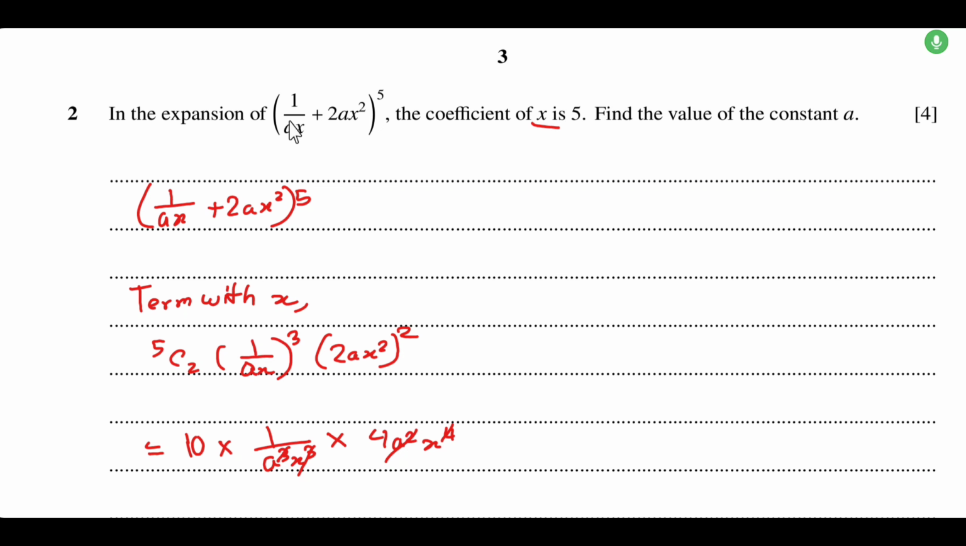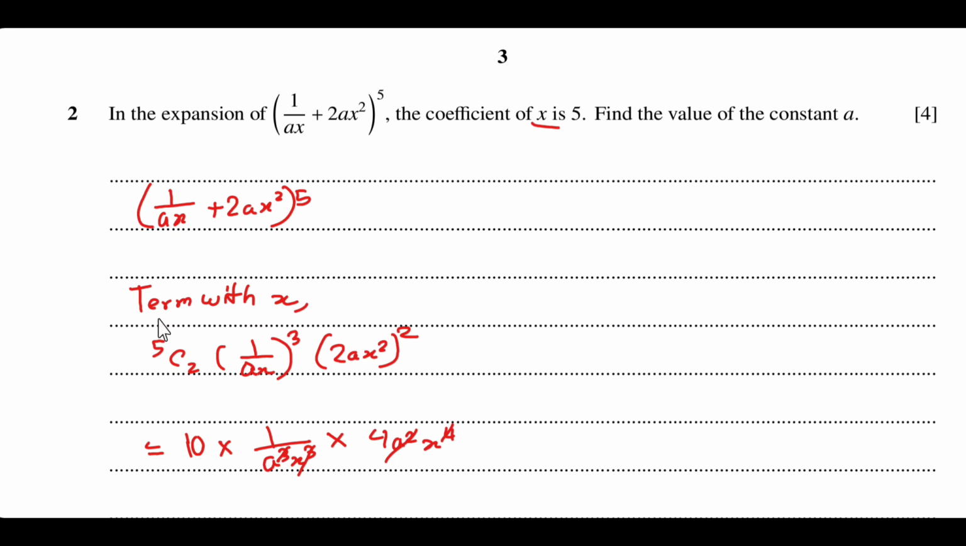In the expansion of this expression, the coefficient of x is 5. Find the value of constant a. So to find the value of constant a, we are given that the coefficient of x is 5. So we need to just find the coefficient of x. We need to expand this in our mind.